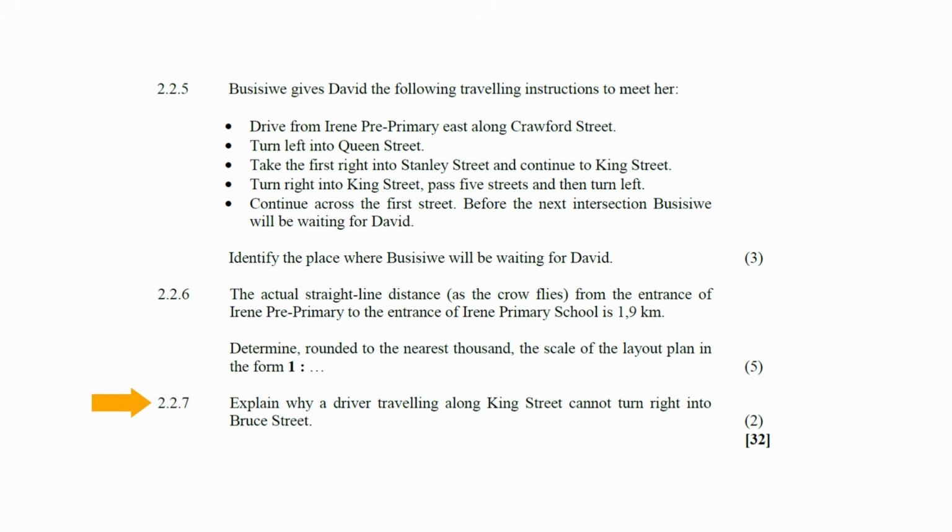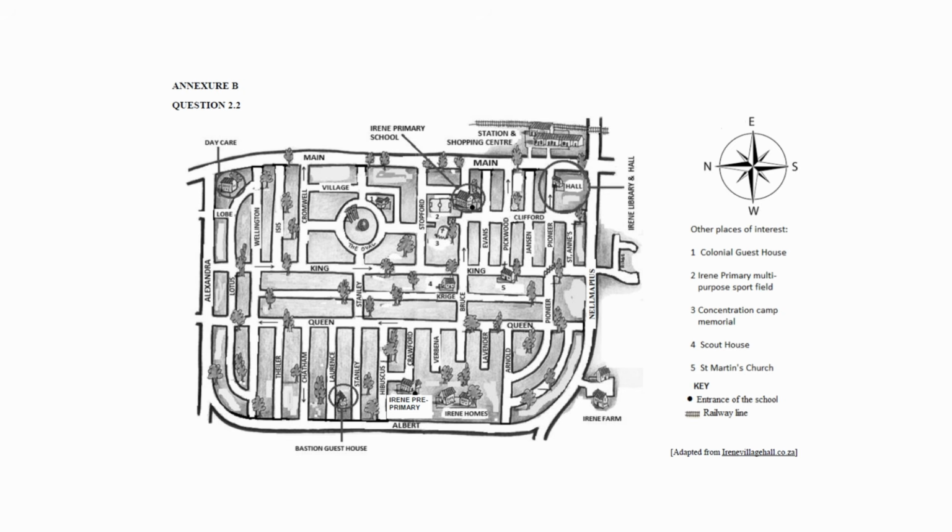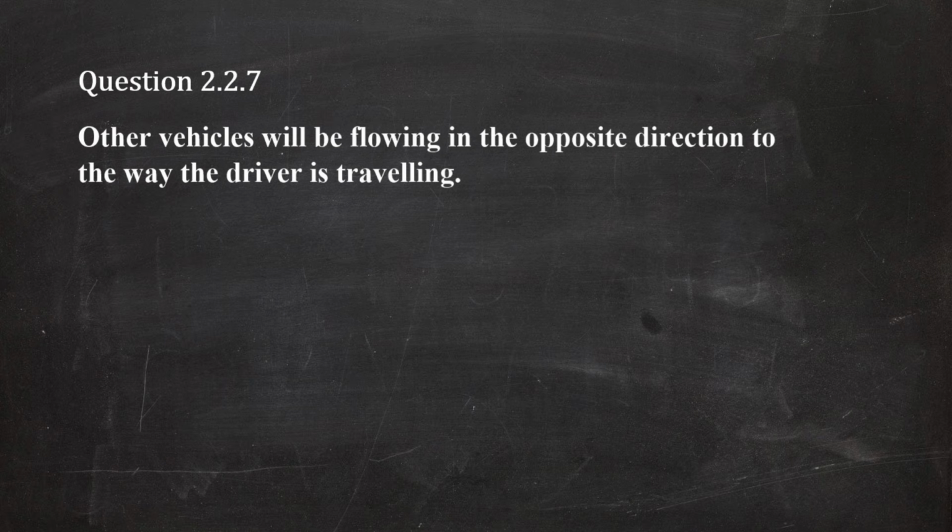In question 2.2.7, you have to explain why the driver traveling along King Street cannot turn right into Bruce Street. The reason for this is because the other vehicles will be flowing in the opposite direction to the way the driver is traveling, because it's a one-way street.